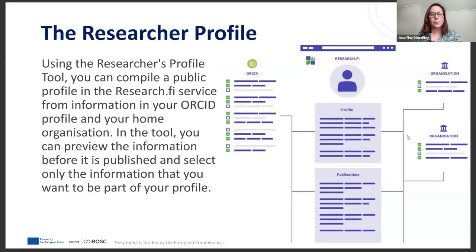So about the researcher profile shortly, it's a public profile where researchers can populate information from ORCID and from their home organization. The researcher can choose what he or she wants to publish, as I said, so it's completely on a voluntary basis. So the content of the profile can include, for example, the name of the contributor, the description of research subjects, keywords, affiliations and titles, education and degrees, other research activities and merits, for example, memberships and rewards. It can obviously also include publications, research data, etc. So it can include quite a large variety of researcher-related information.